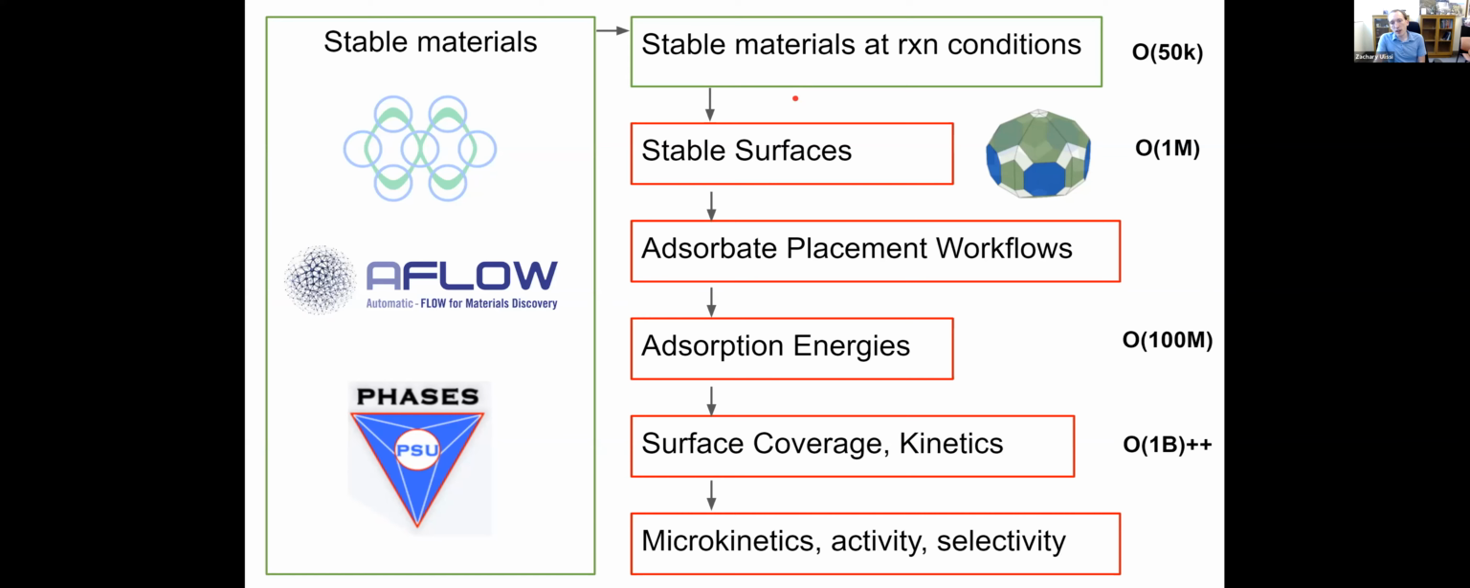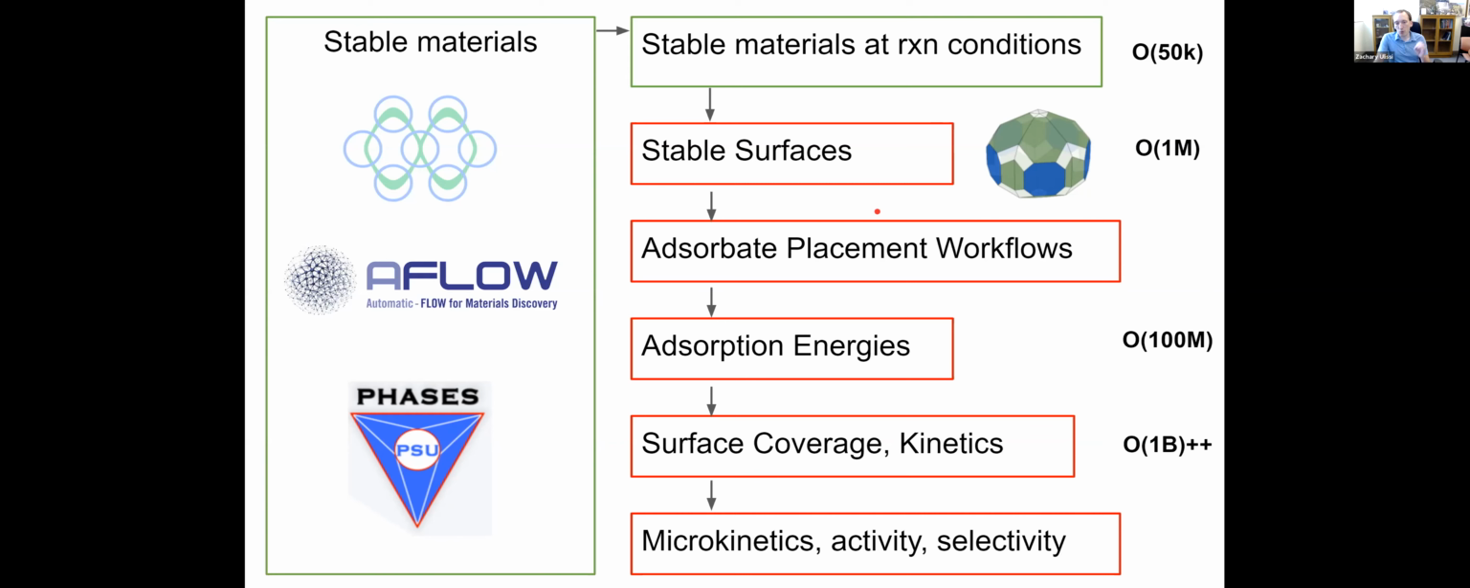And then the next sequence, we want to find the stable surfaces. This is easy for a monometallic. It can get quite complicated if you have an intermetallic or binary or ternary. There's a lot of surfaces, and also it's a little bit difficult to find the right terminations. At this stage, we often have order millions of possible surfaces that we're trying to consider.